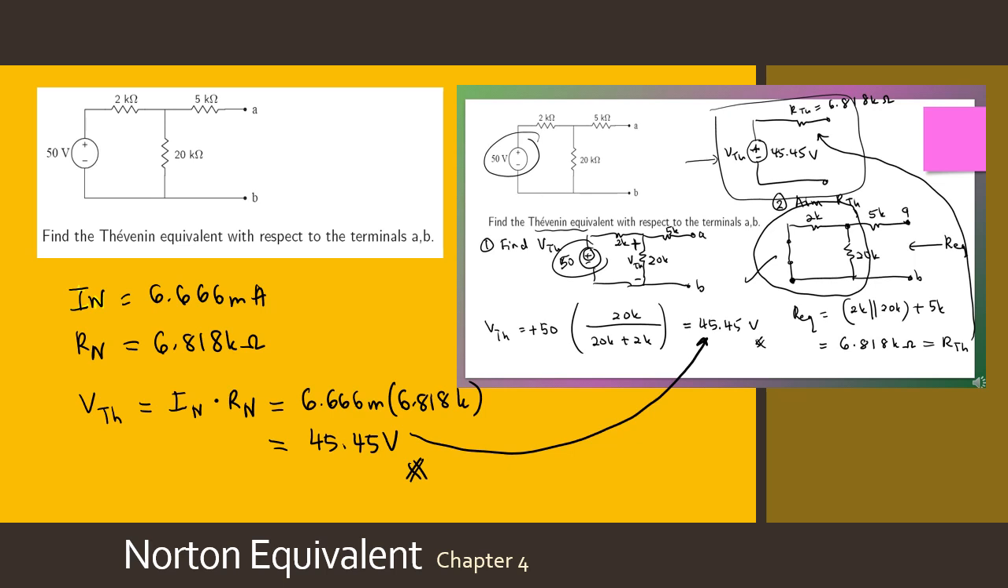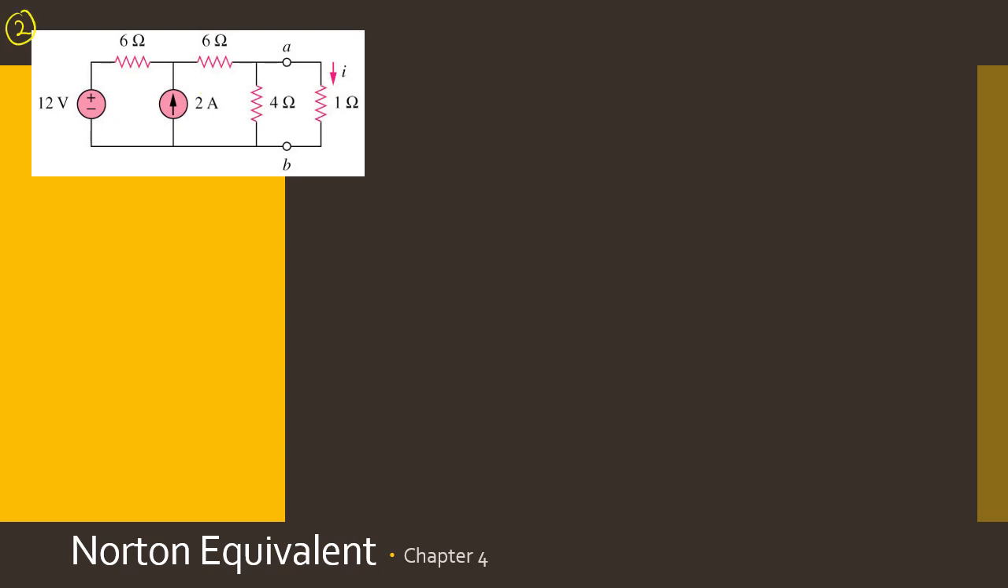Okay, and if you revisit your source transformation, this is like you source transform this. You transform the voltage source in series with resistor into what? Into a current source in parallel with a resistor, or vice versa. Okay. In this second video, this is a revisit of our previous example.